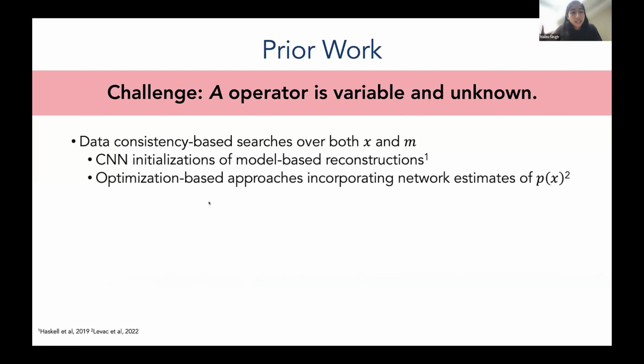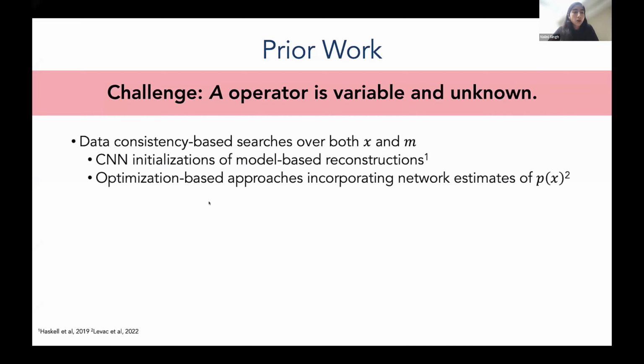So people in MRI have recognized this, and they've developed more sophisticated approaches for doing deep learning for motion correction in MRI. And at a high level, all of these strategies involve data consistency-based searches over both the image and the motion parameters. So one approach is to use your network to just initialize this search. You train a network on pairs of motion corrupted and motion corrected data that gives you your first guess for what a motion-free image would look like. And then you do a classical optimization-based approach to solve both for the image and the motion parameters.